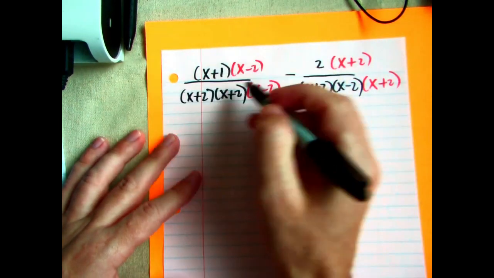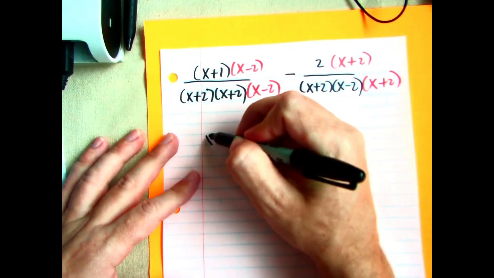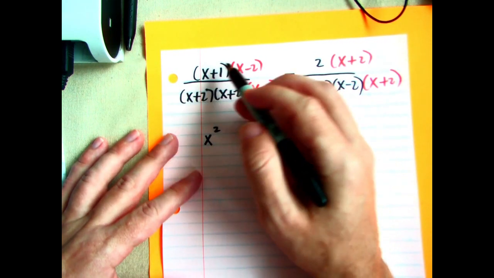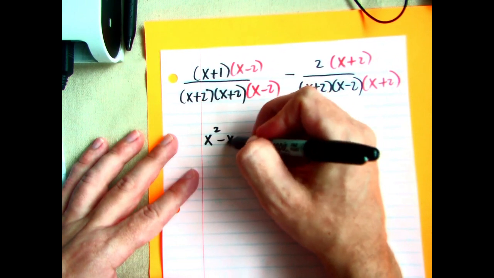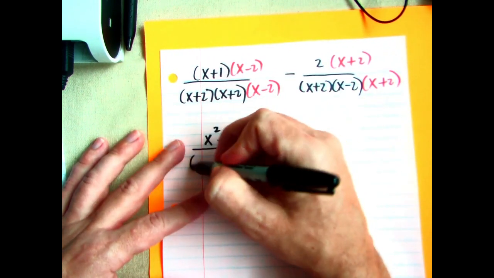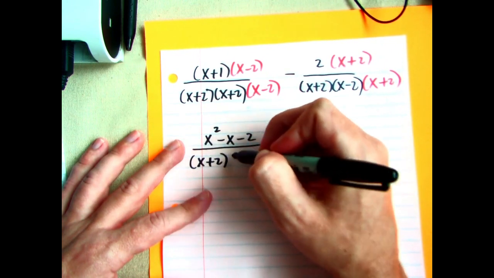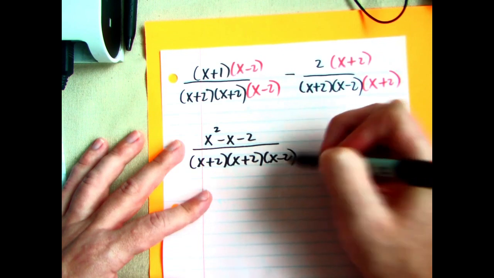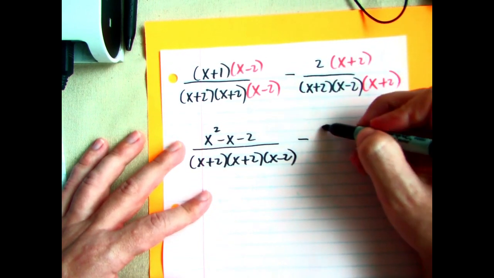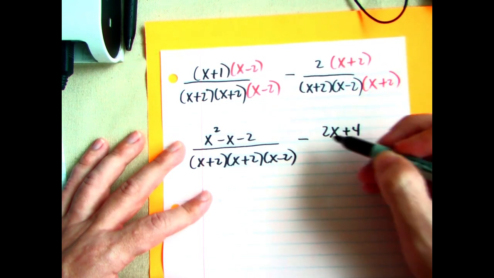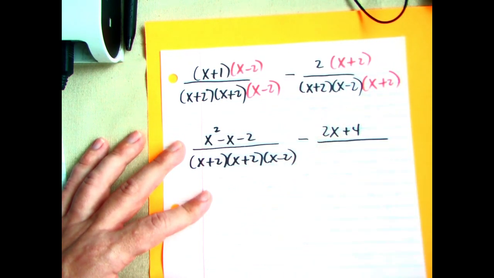Alright, so now that everything is in place, it's just multiply it out. If I FOIL the numerator on the left, I end up with x squared minus x minus 2. And I'm going to leave the denominator factored for now. On the right hand side, I have 2x plus 4, all over that common denominator.